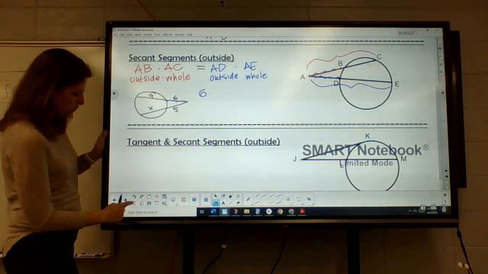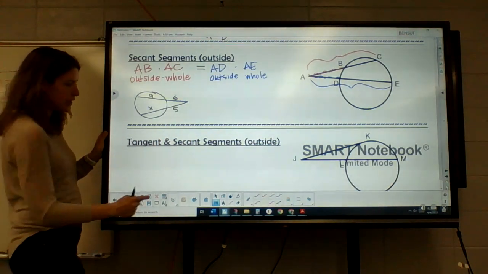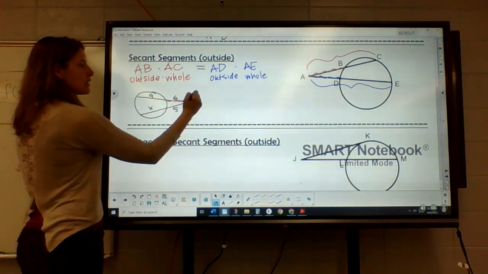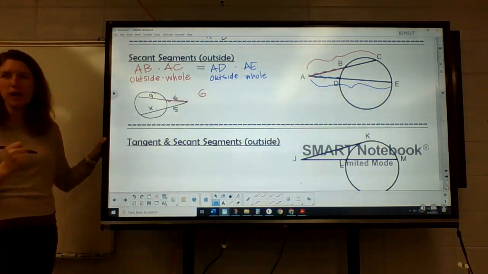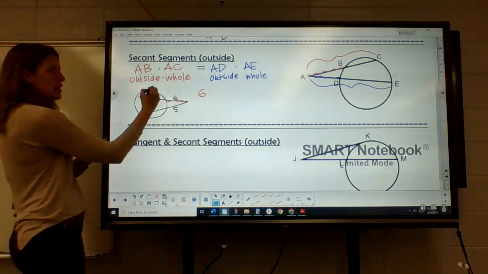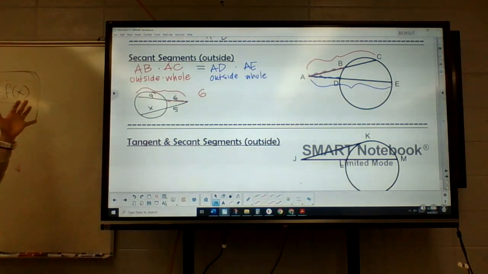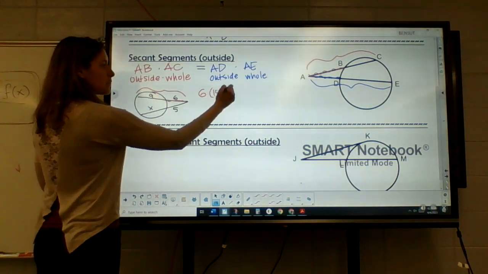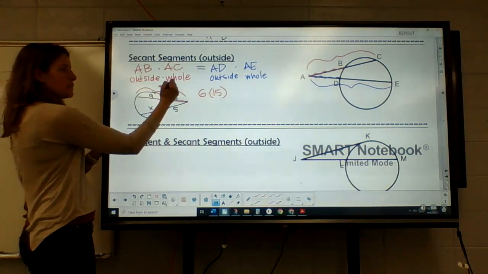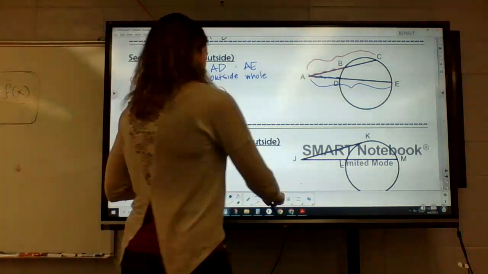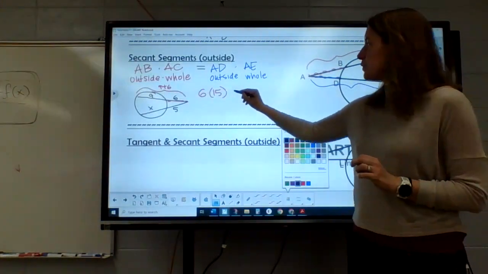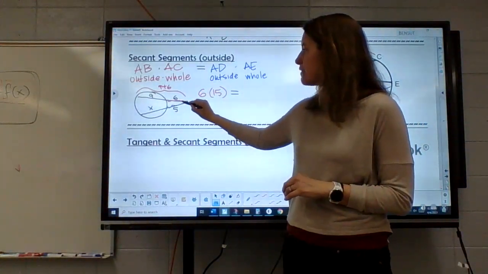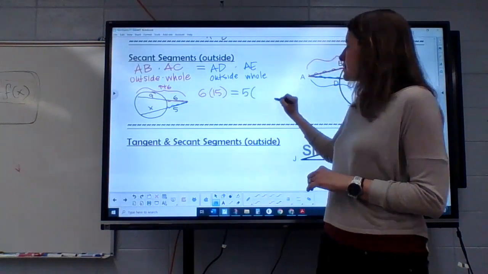I need to use red instead. Sorry, I want to color code here. We're going to do 6. That has to be multiplied by the whole segment, which would be 15, 9 and 6 together. And we're going to set that equal to, again, the outside, which is this little 5, times the whole segment.